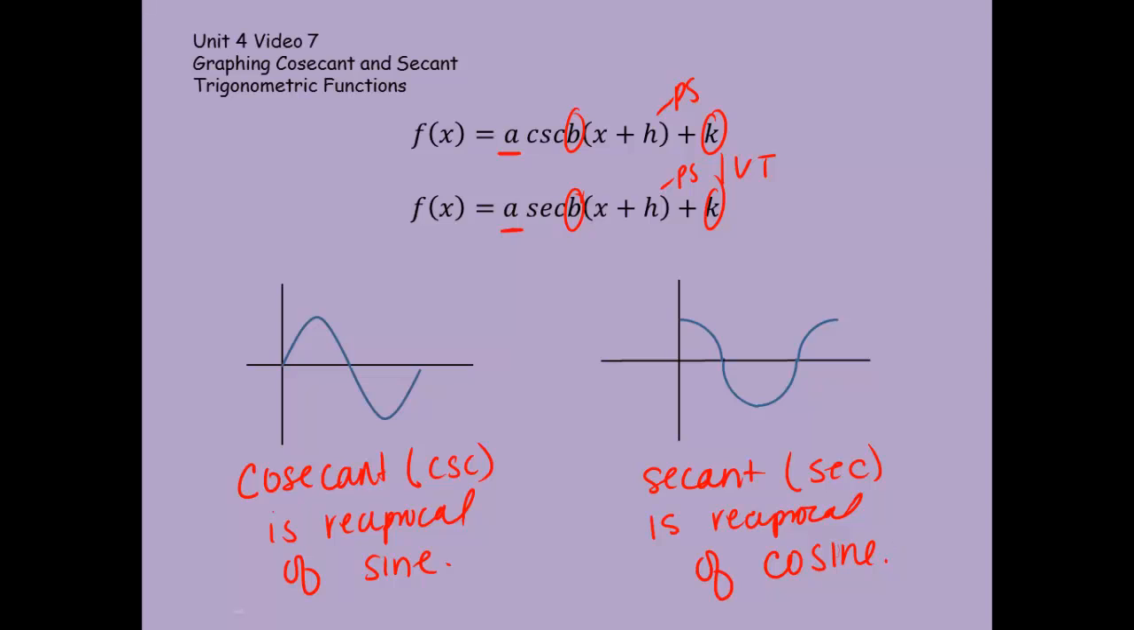Keeping that in mind as we go through this video, I'm going to do a parent function for each of them, and I'm going to do a translated and changed function for each of them with you. At the end of the video, there will be two equations. You'll need to copy those equations into your notes on a separate sheet of paper that you will turn into me. You're going to identify all the information, make a table, and make a graph for those two examples. Again, those are going to be turned in, so make sure they're on a separate sheet of paper.